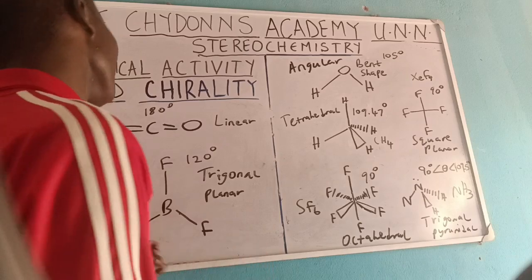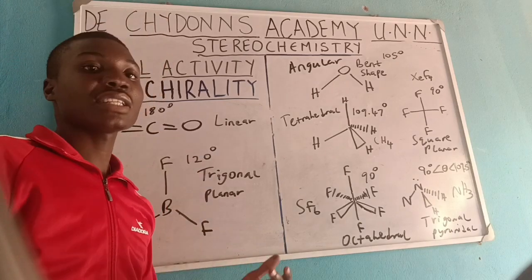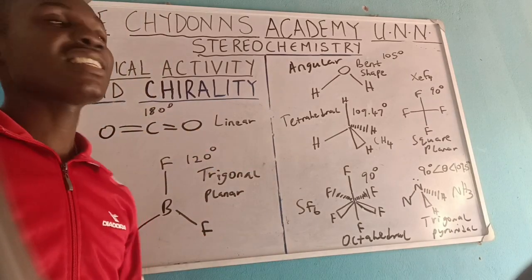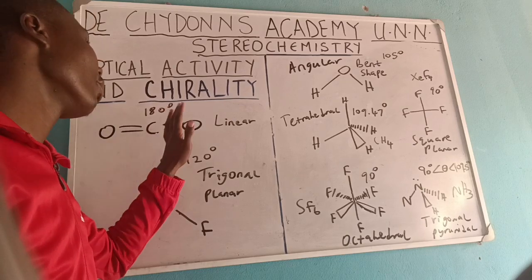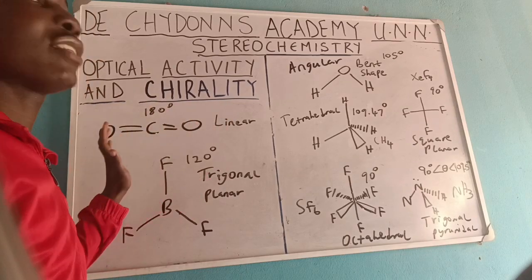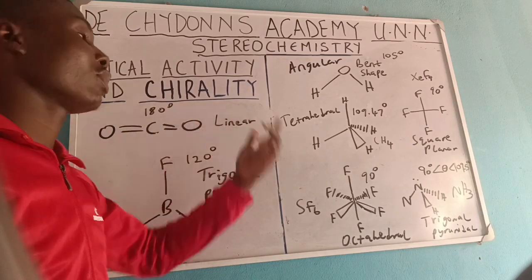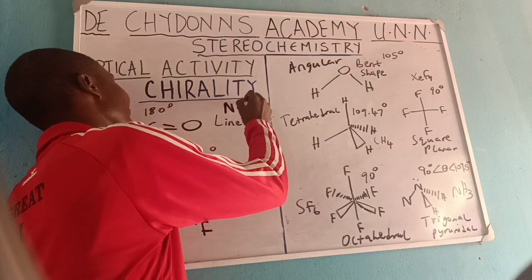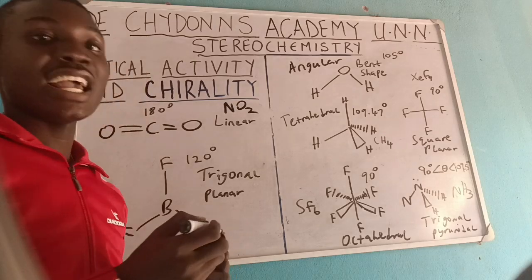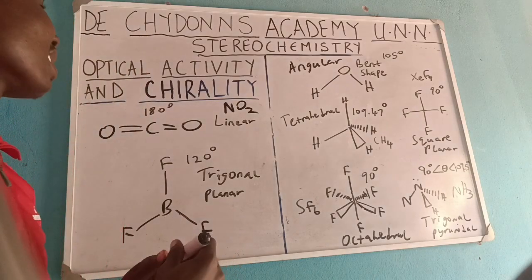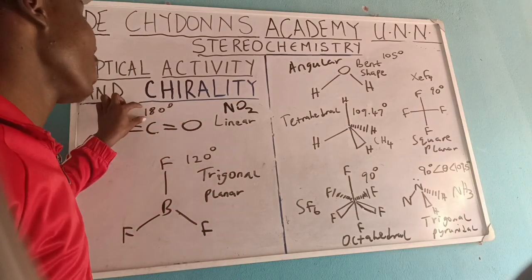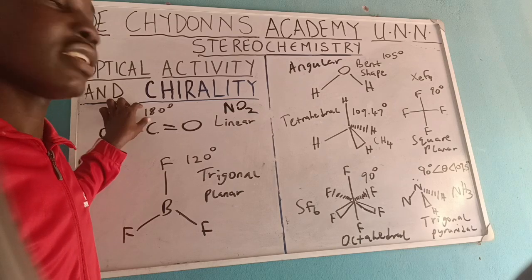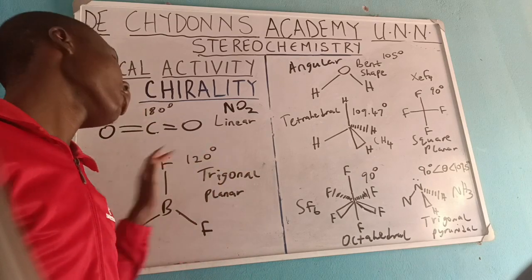Let's start with the linear shape. Linear shape is when you have, let's say, a bond that is connected on a straight line. An example is carbon dioxide, like this is carbon double bonded to oxygen, double bonded to oxygen, and it's on a straight line. So we refer to that as linear shape. Another example can be nitrogen dioxide, that's NO2. So it has an angle of 180 degrees because it's on a straight line.